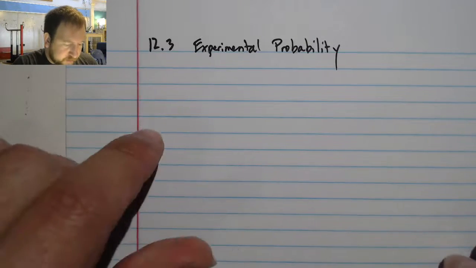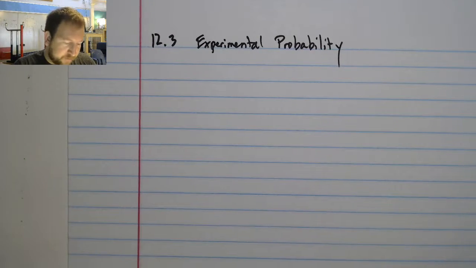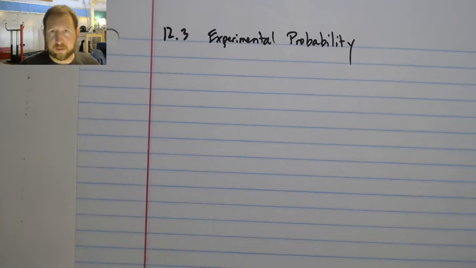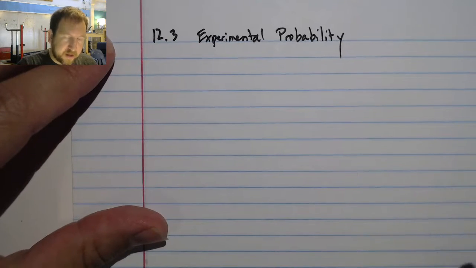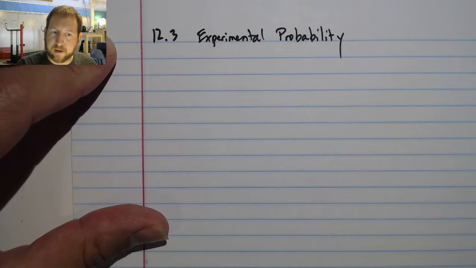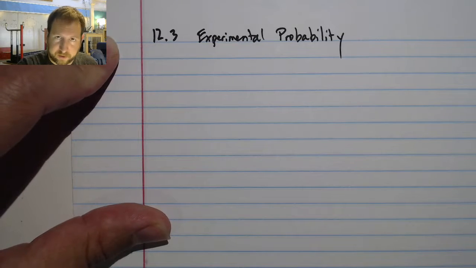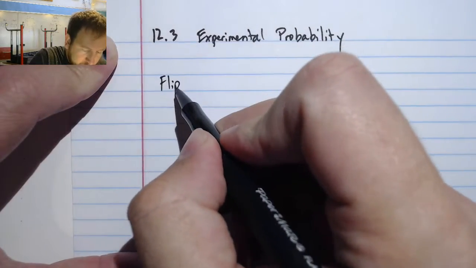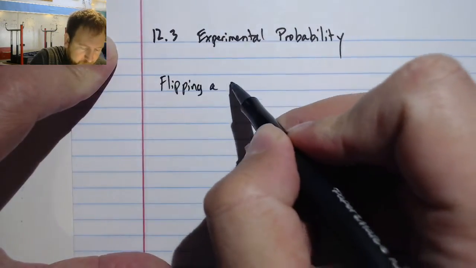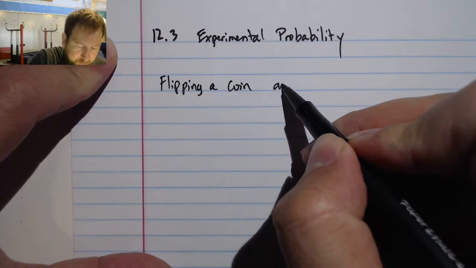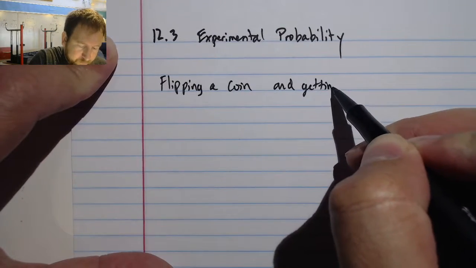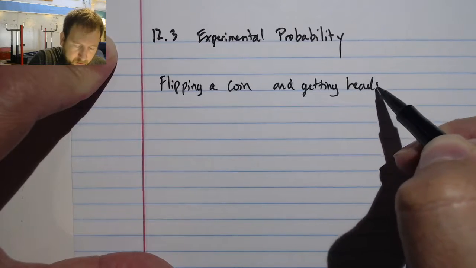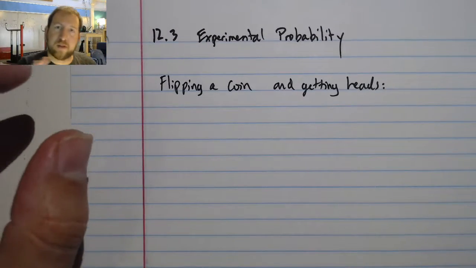All right, I want to talk about section 12.3, and the focus of this one is experimental probability. We've been talking about what the theoretical probability of things is, but it's important to realize that experimental and theoretical are not necessarily perfectly equivalent. So we're going to take that idea of flipping a coin and getting heads, and we're going to compare the experimental with the theoretical.